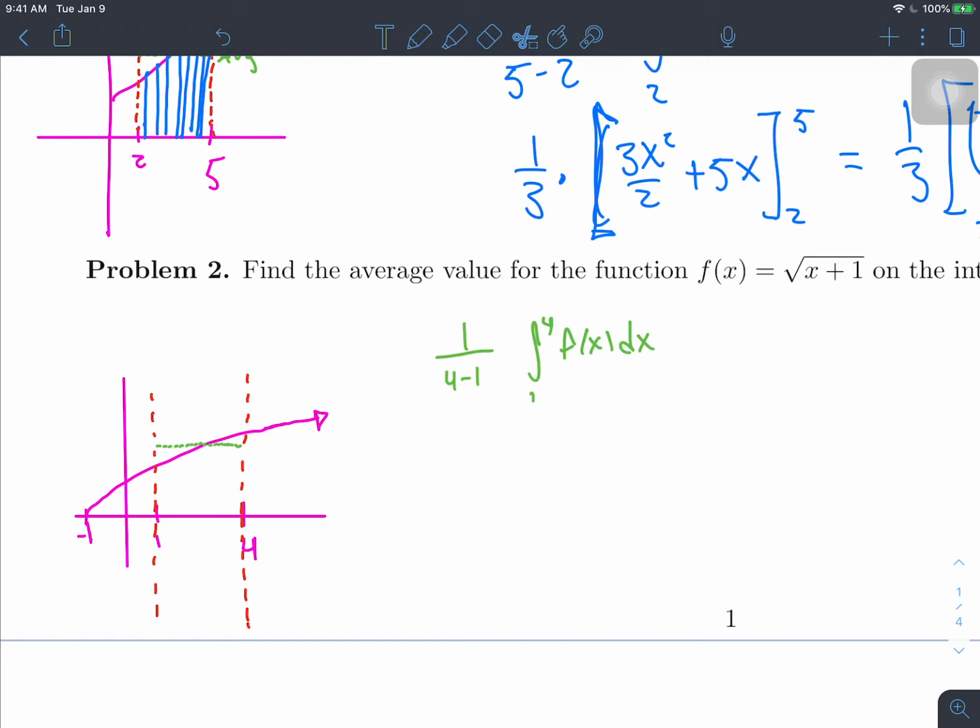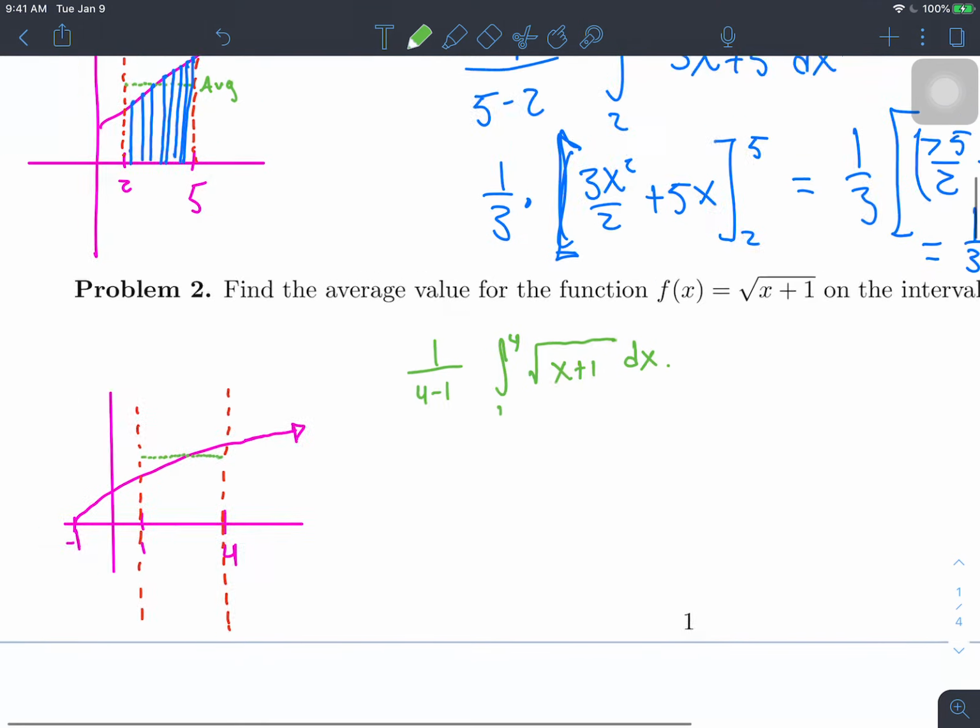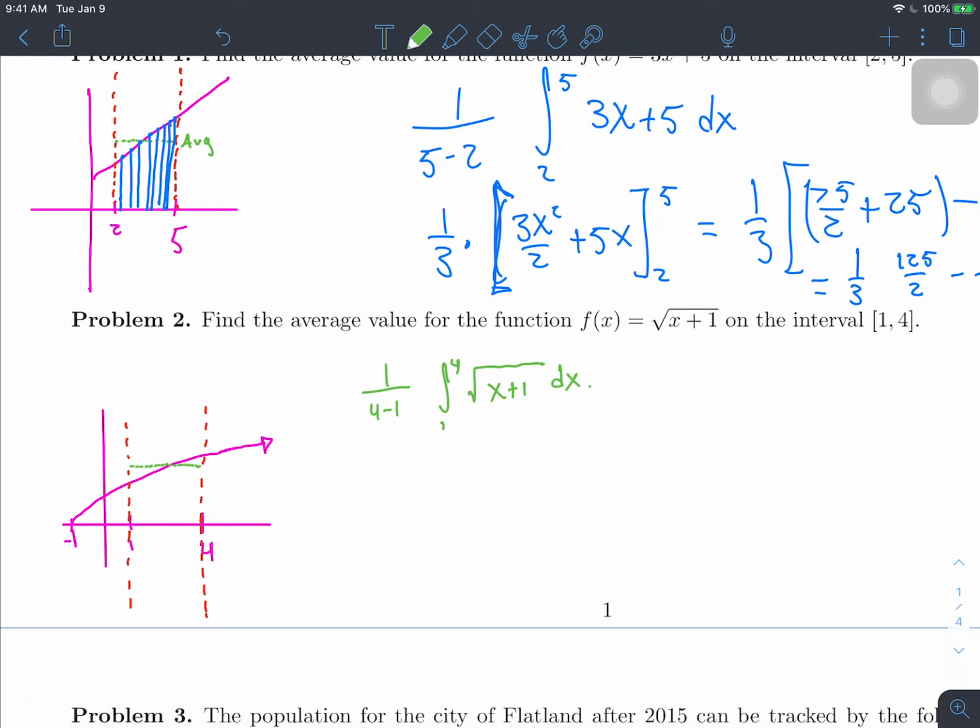And I guess I probably should have replaced f of x dx as well. We'll make it the square root of x plus 1 dx. And now we've got it all set up, and all we have to do now is just solve this problem, which looks like just some number multiplied by some integral, which hopefully we can solve.